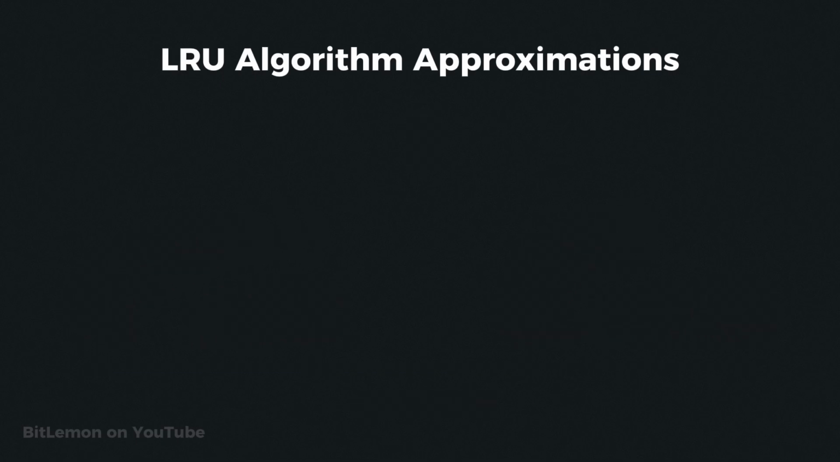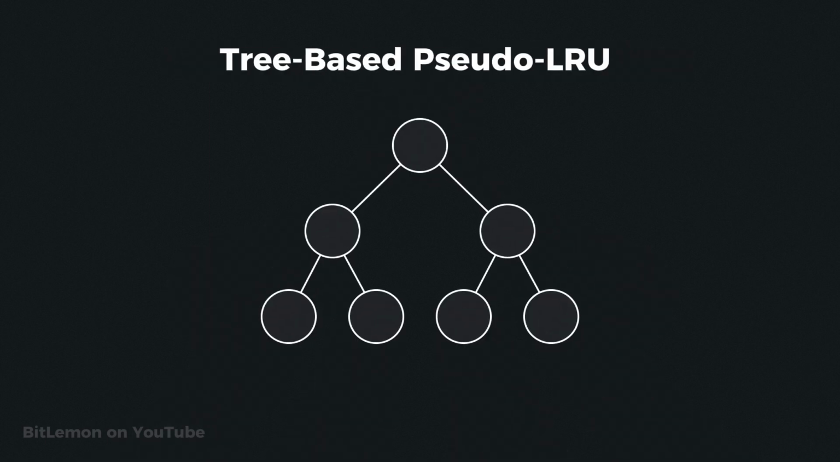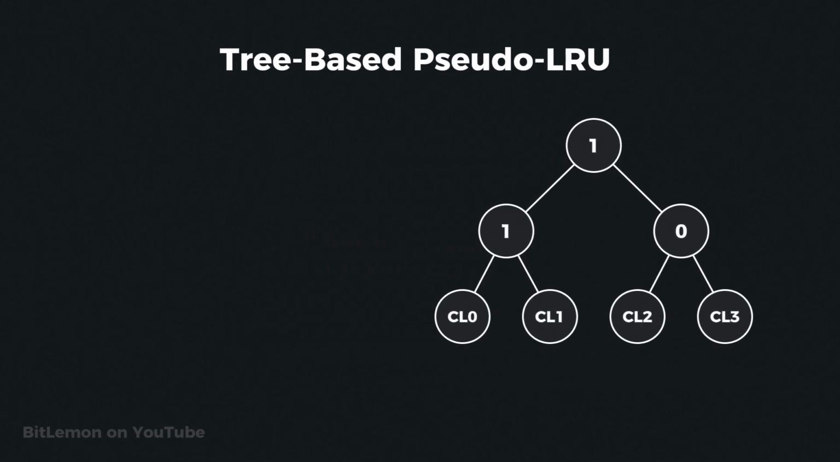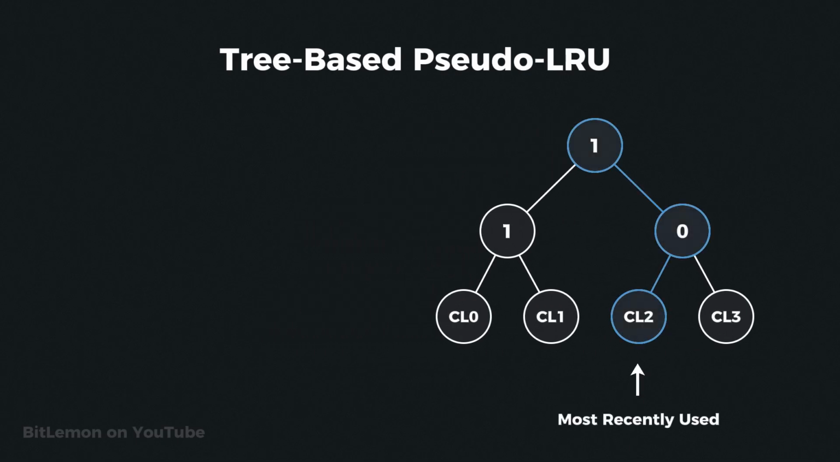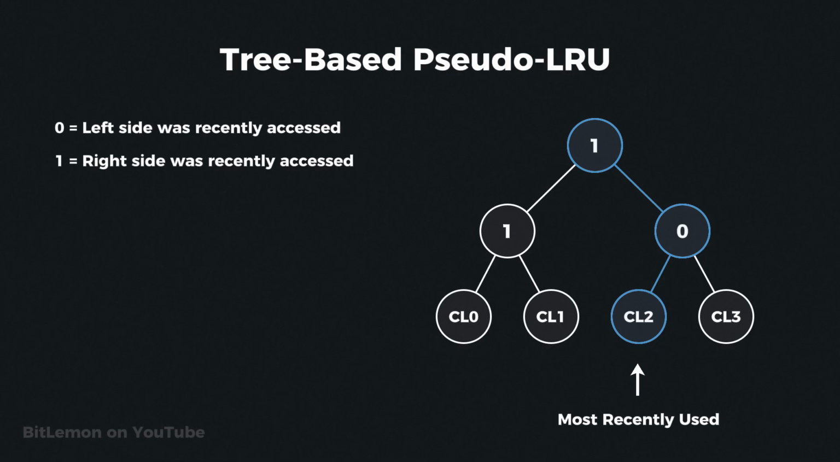There are several ways to approximate the LRU algorithm, but a common method is to use a simple binary tree. Each node in the tree is represented by a single bit, and the leaves of the tree represent the cache lines in a set. The value in each bit indicates the path to the most recently used data, where a value of 0 means the left subtree has more recently accessed data, and the value of 1 means the right subtree is more recent.